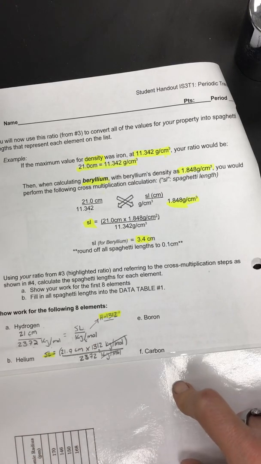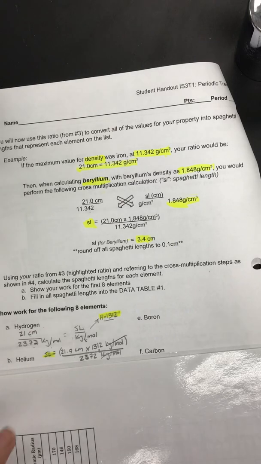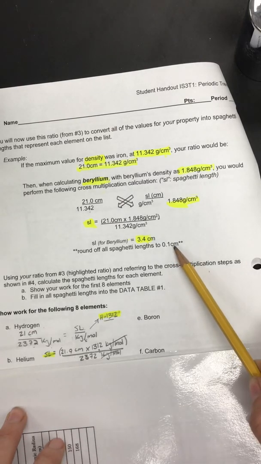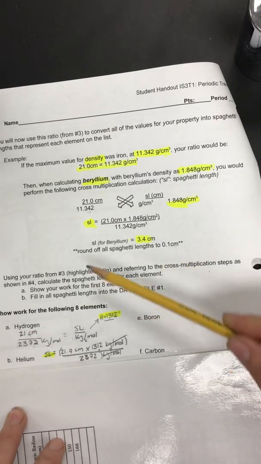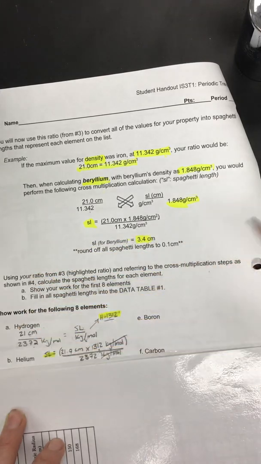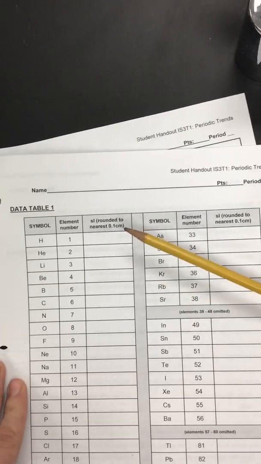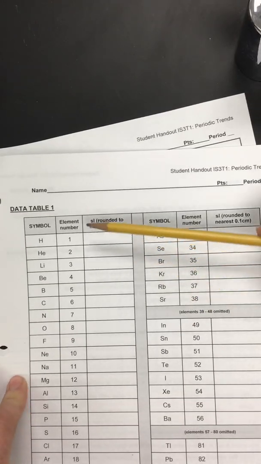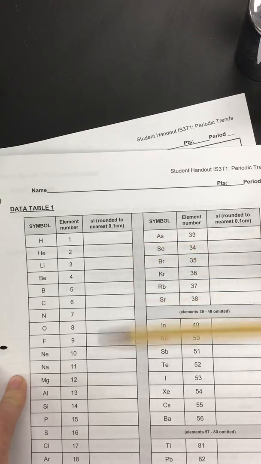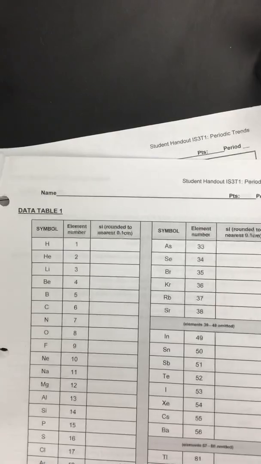Please be mindful of your sig figs, and remember you are rounding to 0.1 centimeters or 1 millimeter. So you're going to be showing the work for your first state elements, finding all of your spaghetti lengths, and then adding those to your table. So this is what you are doing today. You need to make sure that you have this done as precisely as possible so that you are ready to build your model next class. Have a wonderful day.